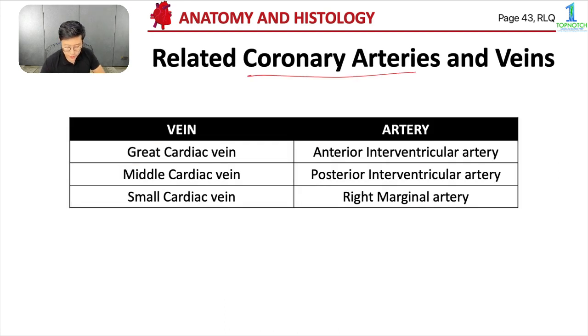So your coronary arteries and veins are closely related to each other. Your great cardiac vein is associated with your anterior interventricular artery, your middle cardiac vein to your posterior interventricular artery, and your small cardiac vein to your right marginal artery.